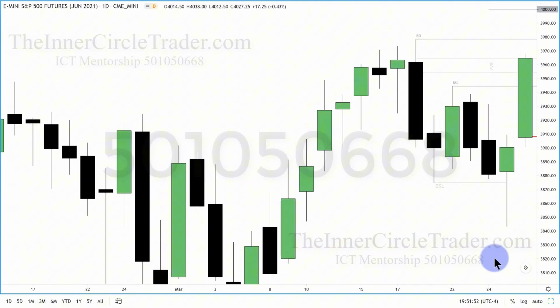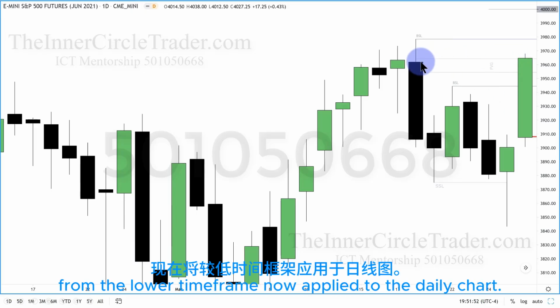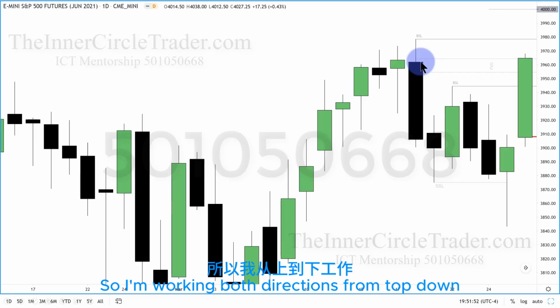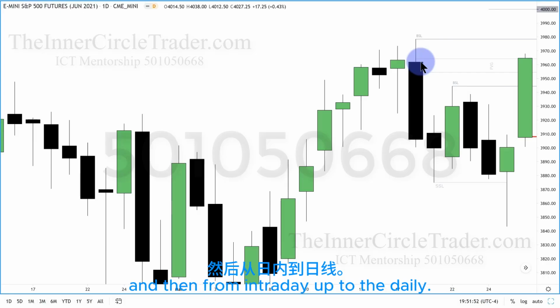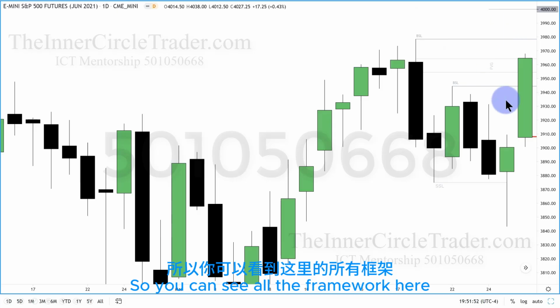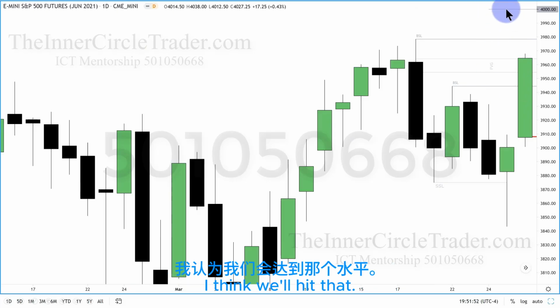Back to the daily chart, all the framework here is applied from the lower time frame now applied to the daily chart. So I'm working both directions from top down and then from intraday up to the daily. So you can see all the framework here. And here's the 4,000 level. I think we'll hit that.